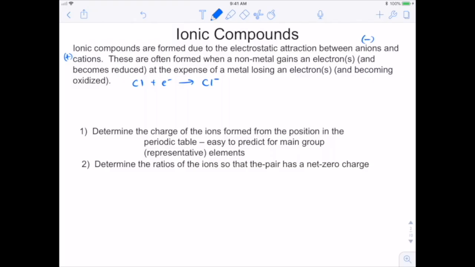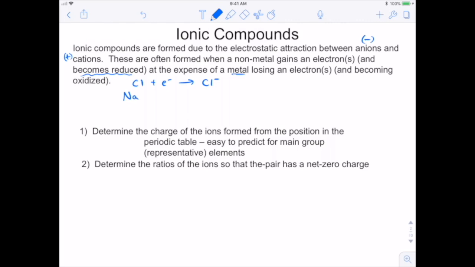And in doing so, this is what we call being reduced. When you gain electrons, you become reduced. And that doesn't happen on its own. Where does it get the electron from? That happens at the expense of another substance losing an electron. That tends to be a metal. In this example, a metal from the left-hand side of the periodic table, let's take sodium.